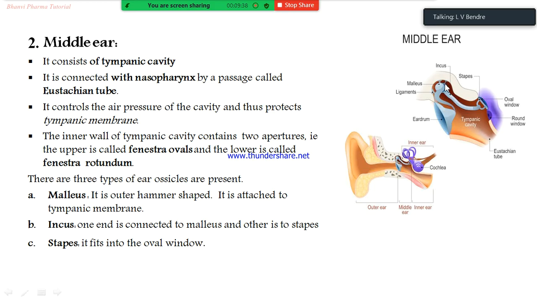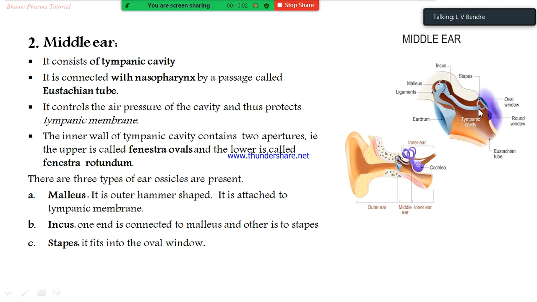Next, the second one is the incus. You see the diagram of the incus. In the incus, one end is connected to the malleus. The other end is connected to the stapes. This is the stapes.